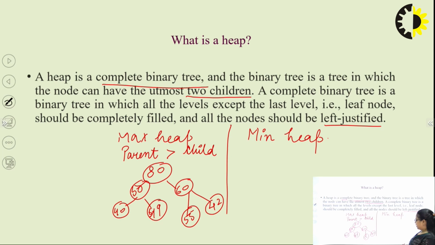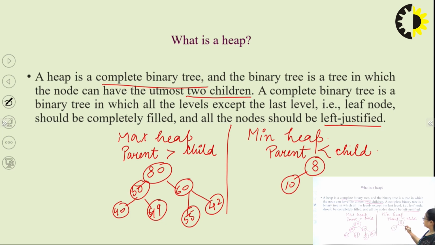But in the case of min heap, remember one thing, the parent's root value is always less than the child nodes. So for example, if the root node is 8, then the child nodes can be, for example, 10 and 15, right?